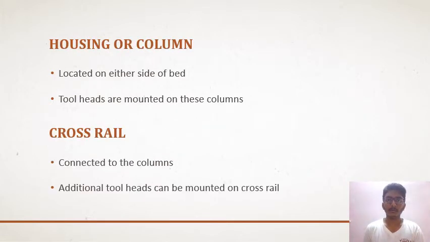Column. On either side of the bed, two heavily ribbed columns are located. Two tool heads can be mounted, one on each of these columns. Within the columns are the various mechanisms that transmit power to the upper parts of the machine from the main drive motor. Cross rails. A cross rail is connected to the two columns to help in accommodating a third tool head. If necessary, an additional tool head can be mounted on the cross rail. The rail can be clamped at any position on the column by means of hand or power clamps. The tool heads can be fed manually or more gently by automatic feeding arrangement with the power coming from the motor and the feed gearbox that is housed within the table.